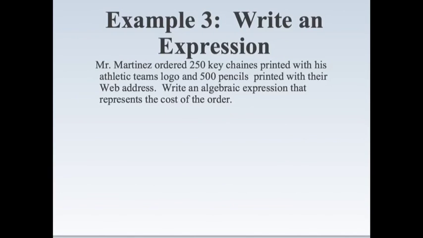In example 3, we have something that looks a little crazy because it doesn't seem like it has enough information, but we can handle it. It says write an expression. Mr. Martinez ordered 250 keychains printed with his athletic team's logo and 500 pencils printed with their web address. So he's ordered two different things, some keychains and some pencils. Write an algebraic expression that represents the cost of the order. There's some unknown information. To calculate costs, we need to know how much each keychain costs and how much each pencil costs. Those will be our variables.